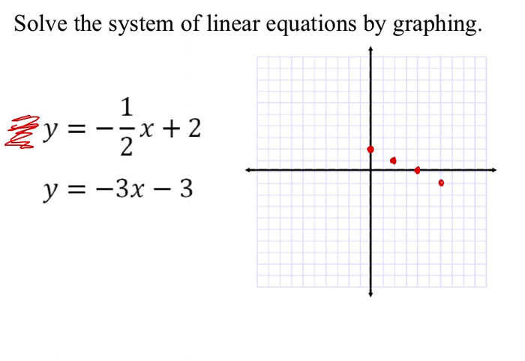I'm going to, again, make a few more points to make sure that I get this line in the right place. So there's our first line graphed. I'm going to graph the second equation in blue. So that one has a y-intercept of negative 3. And then my slope here would technically be negative 3 over 1. So from this point, we're going to go down 3 and right 1. So you can use your ruler to connect those points.